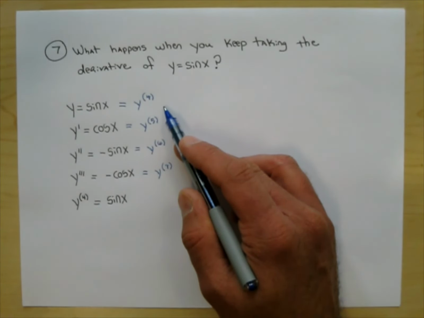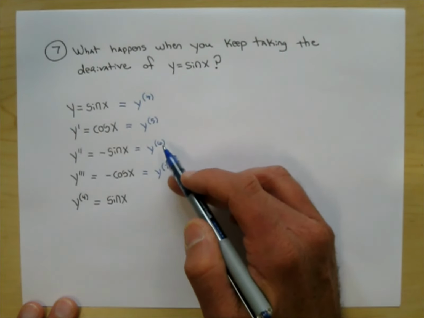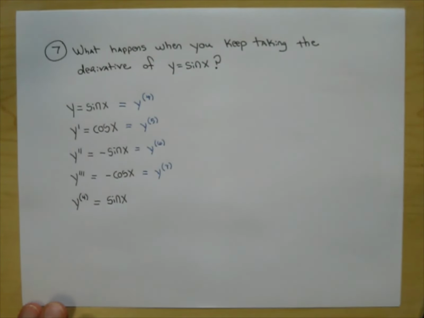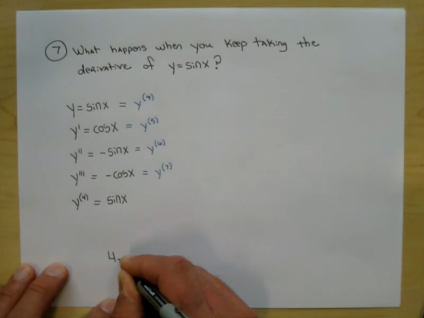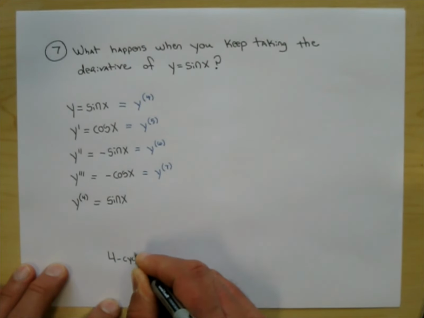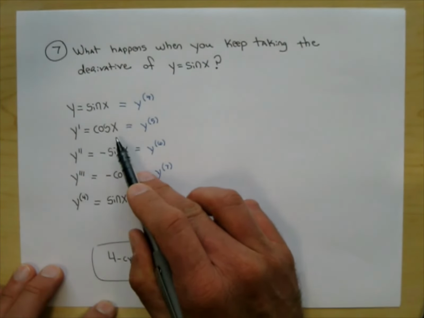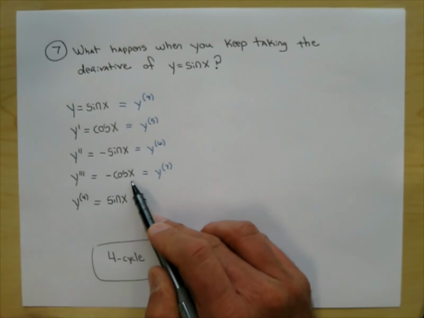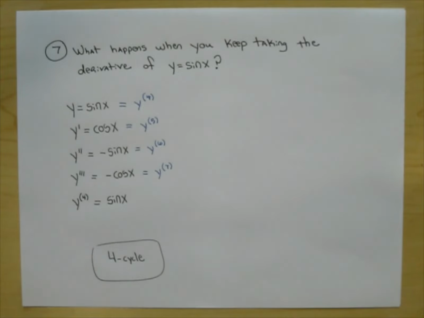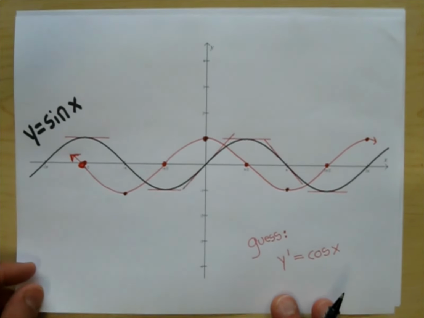So that is very weird or familiar. There's 2 things we want to point out about this. Okay, so what happens when you keep taking the derivative of a sine? It's a 4 cycle. Okay? That means there's 4 states in the cycle. You know, sine, cosine, negative sine, negative cosine. First, let's look at the graph and then we'll mention something else.